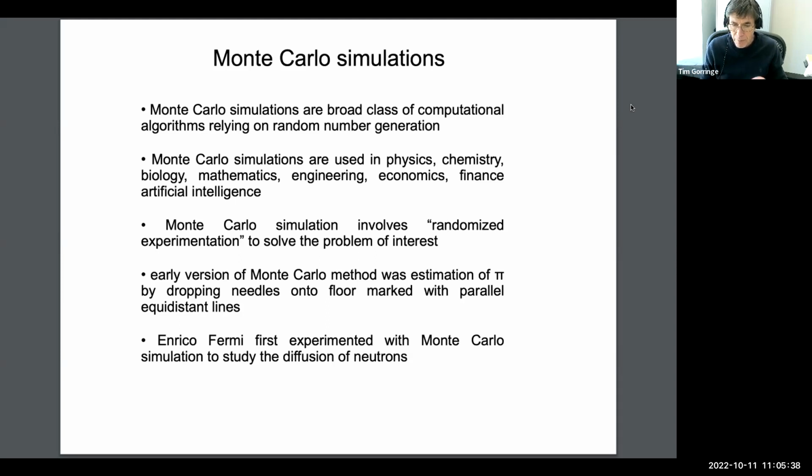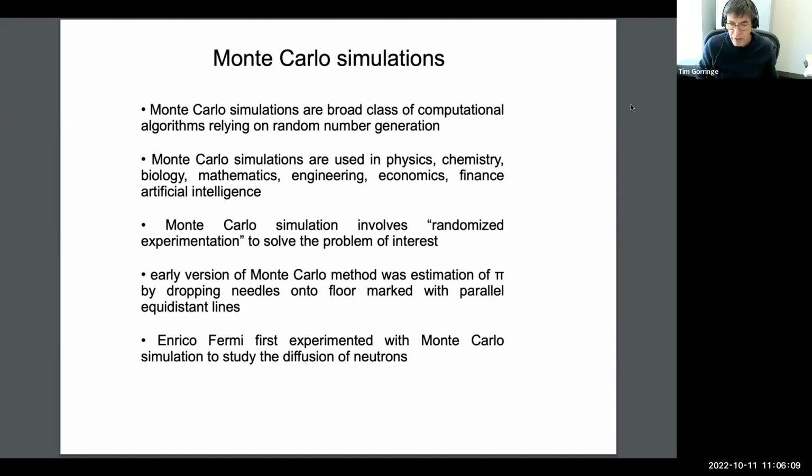If you drop many needles onto the floor and count how many overlap and how many don't, you can use that information to compute pi. That's an example of a Monte Carlo method for calculating pi. You perform many experiments, you drop many needles on the floor, and the outcome of those experiments determines a parameter that you're interested in.